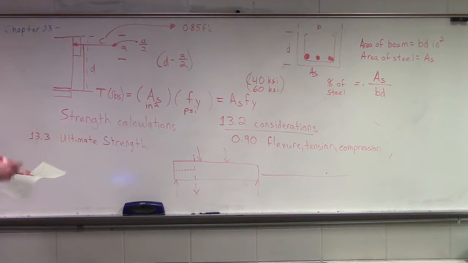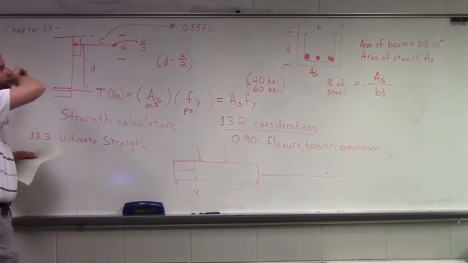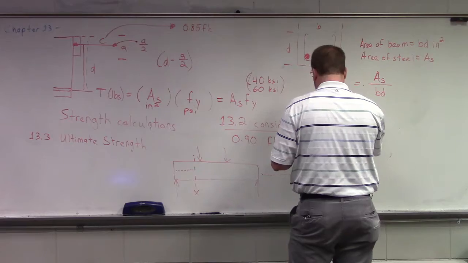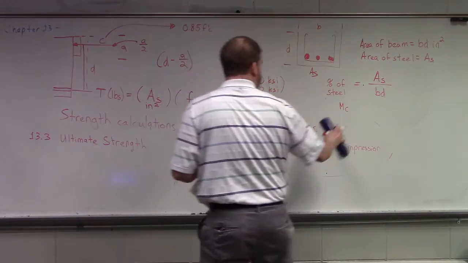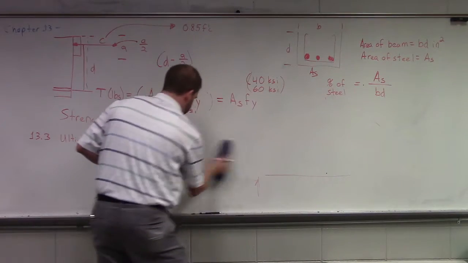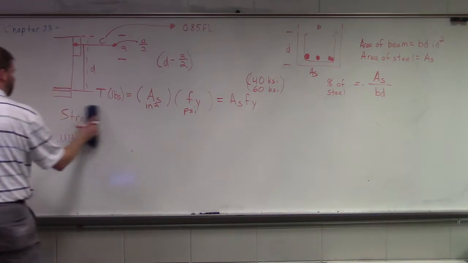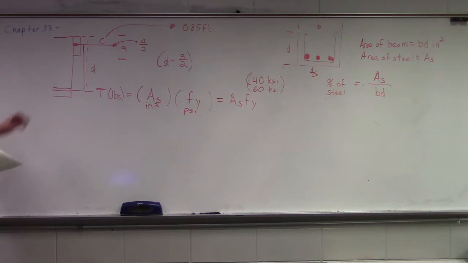So, if we wanted to look at what this moment arm looks like, the moment arm for our compression, we're probably getting a little congested, aren't we? I'll erase this stuff and we'll restart. Where's the moment? Our moment, so we're looking at the distance between our C and our T.